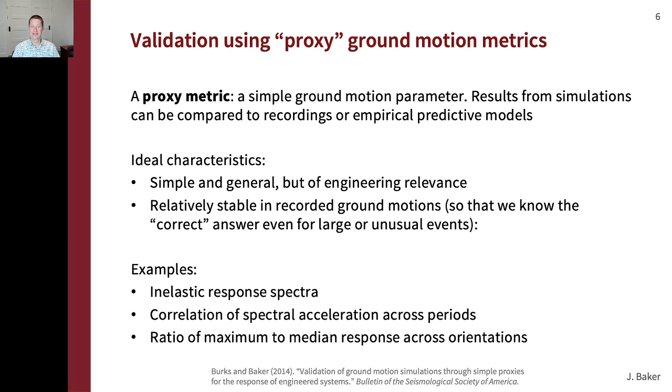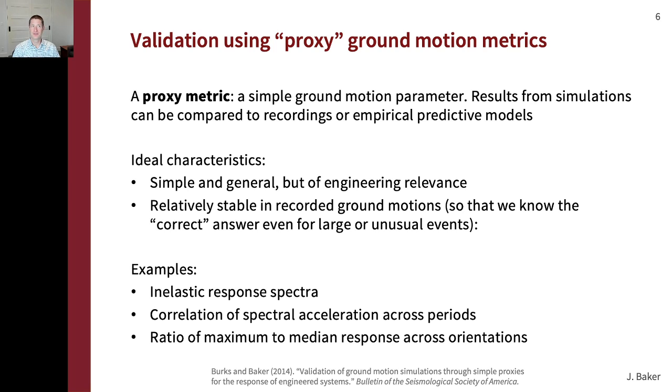There are other things we can look at, like polarization of ground motions in multiple directions, or inelastic response spectra, or correlations of metrics between different intensity measures. Another important characteristic is that these proxy metrics should be relatively stable in the sense that we know what the correct answer is. And by stable, I mean that the behavior of this metric is relatively well understood. It's either not varying across rupture events strongly, or it's varying across rupture events in some way that we understand physically, or have good constraints on it empirically.